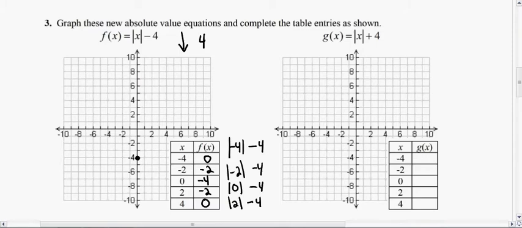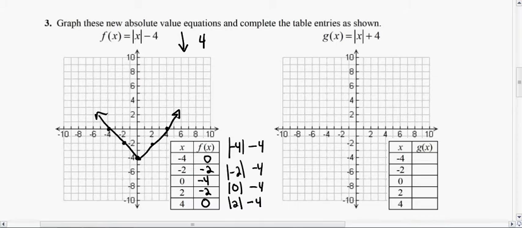Go ahead and plot those points. And in this case, I have enough points in my table to give me the shape of the graph. I know it's going to be a V, and I can definitely see where it is. And I can see that my graph does match what I predicted. It has shifted down 4 points from the origin.